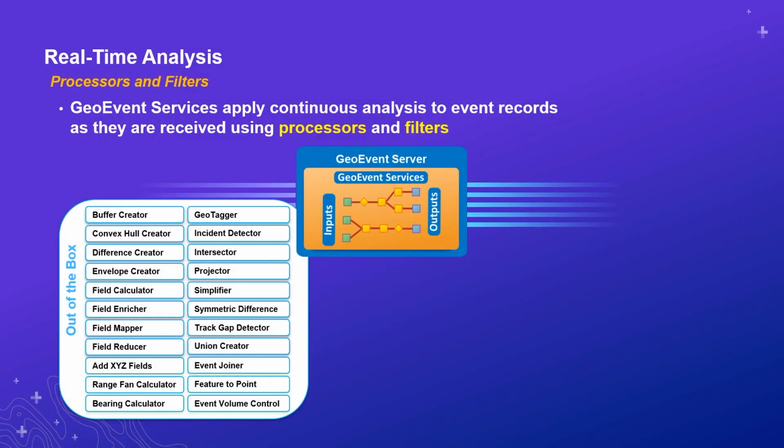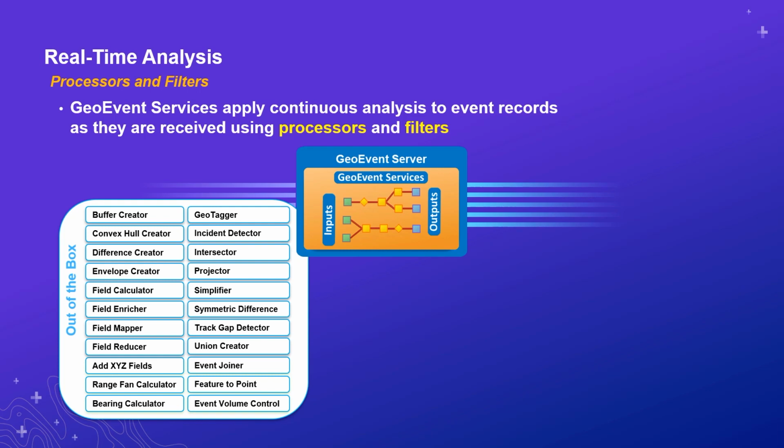GeoEvent Server includes almost 24 configurable processors out of the box. There are processors which create buffers or extents around an event record's geometry, processors which calculate values, processors which modify an event record schema, and processors which monitor conditions. Each of the out-of-the-box processors have configurable properties. You can arrange them in series or in parallel in a GeoEvent service.